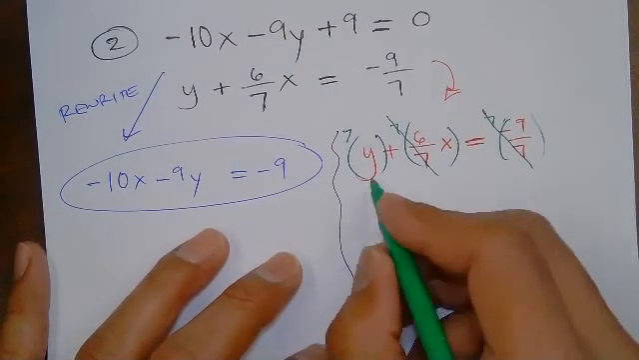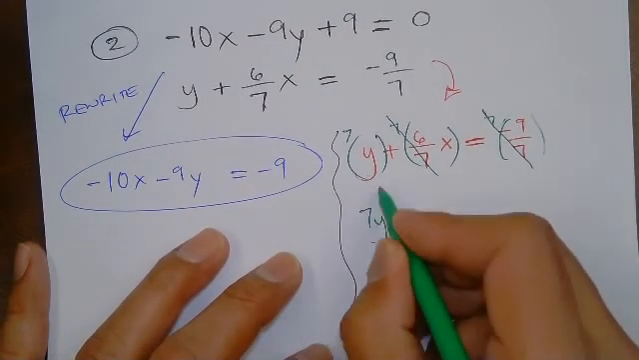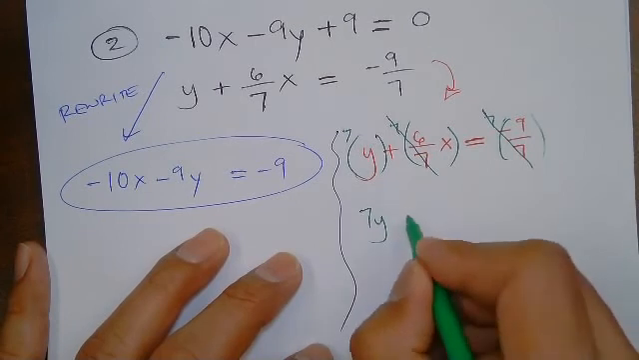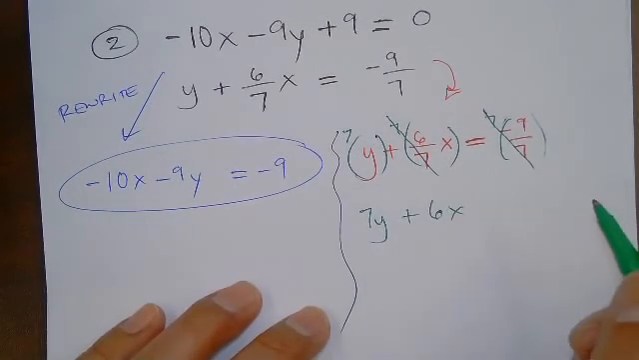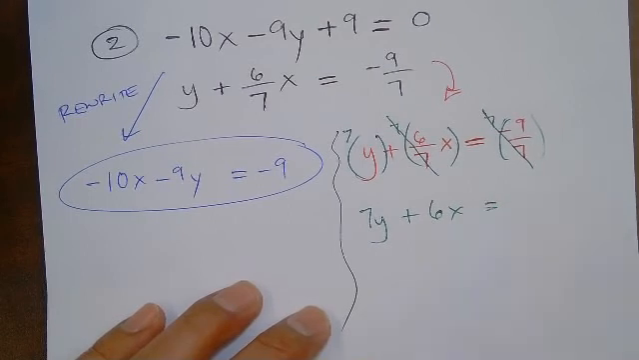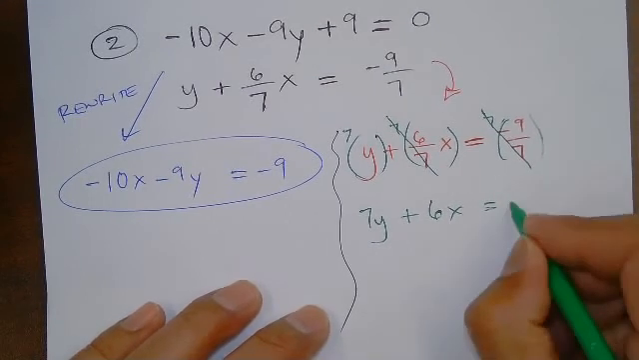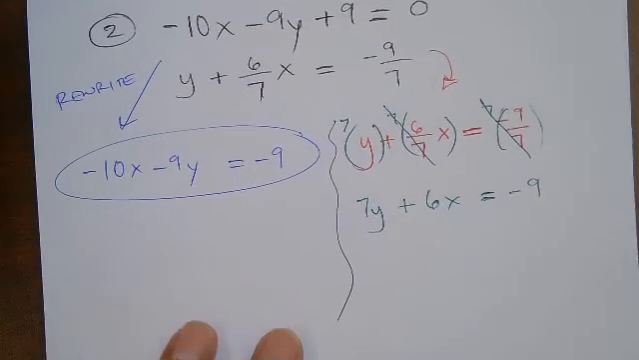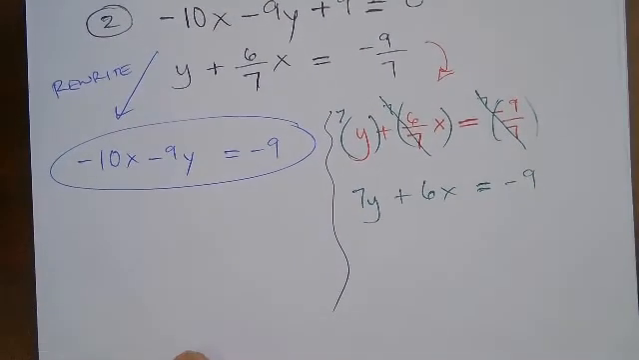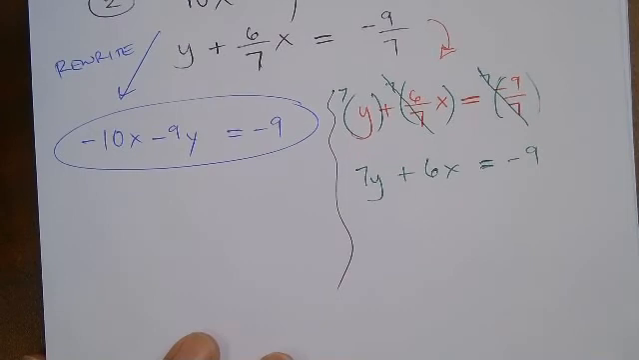What's left over here? 7y, right here, 7y, plus 6x equals, there it is. That's how easy it is once you learn to do that. See, it doesn't look too bad.